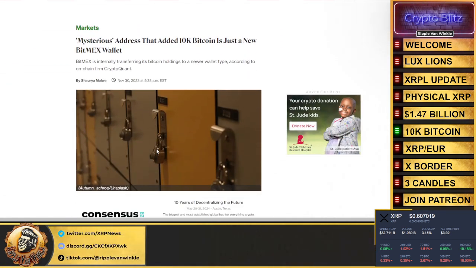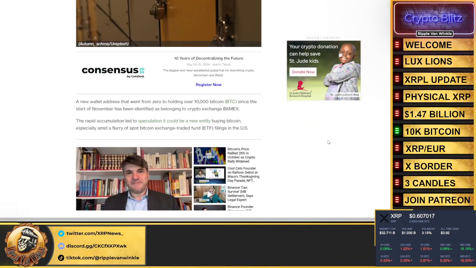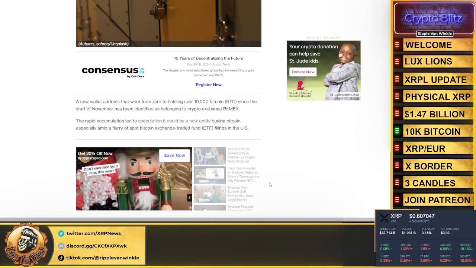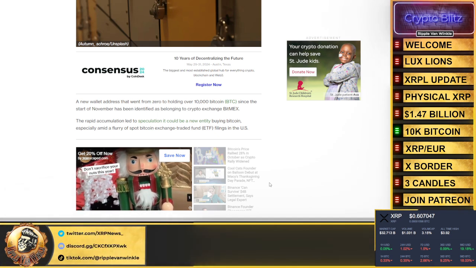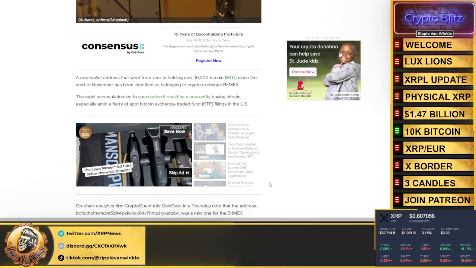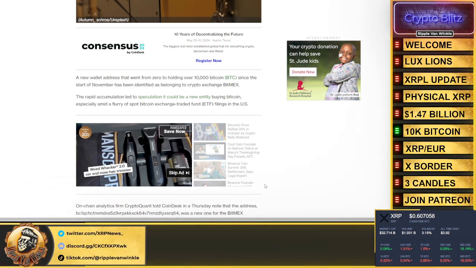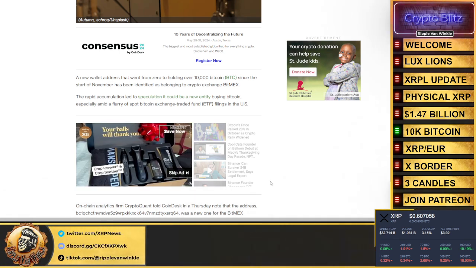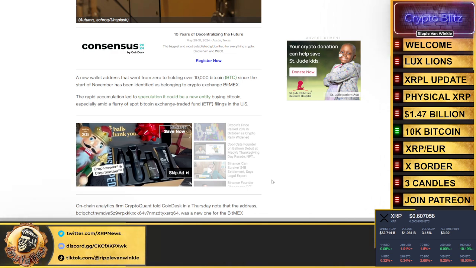Mysterious address. Ooh, I like mysteries. Added 10,000 Bitcoin to its BitMEX wallet. This came out today. This is interesting. It says BitMEX is internally transferring its Bitcoin holdings to a new wallet type, according to the on-chain firm CryptoQuant. A new wallet address that went from zero to holding over 10,000 Bitcoin since the start of the number has been identified to belong to BitMEX. The rapid accumulation leads to speculations it could be the new entity buying Bitcoins, especially aimed at a flurry of spot Bitcoin exchange traded funds.